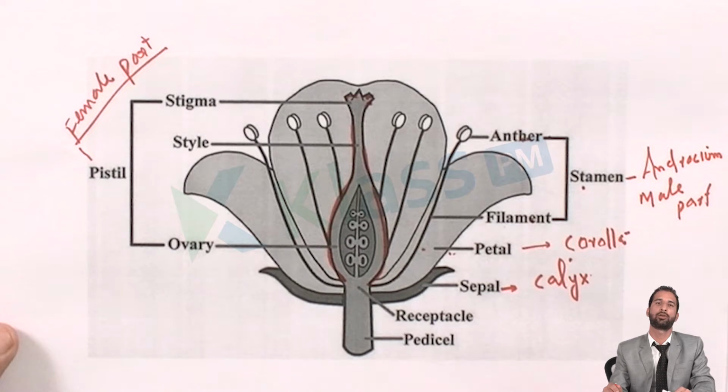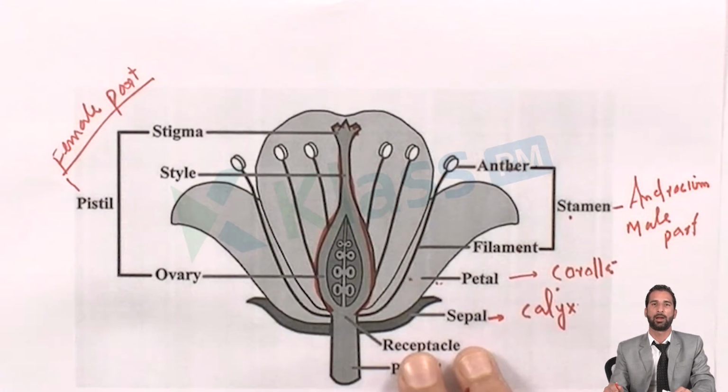Those are called polar nuclei, and the next 3 cells, which are attached to the lower side of this ovary, are called synergids. 2 are called synergids, and 1 is called the egg, with which the male gamete will fuse to form the zygote. And we will discuss it in this diagram. I have a diagram with me which is very easy to understand.